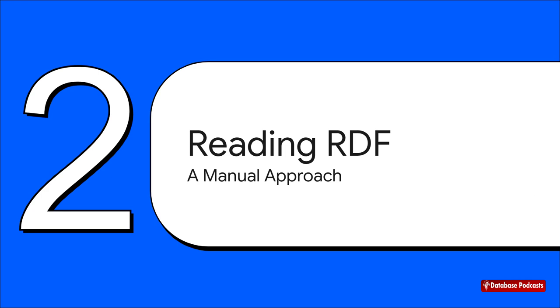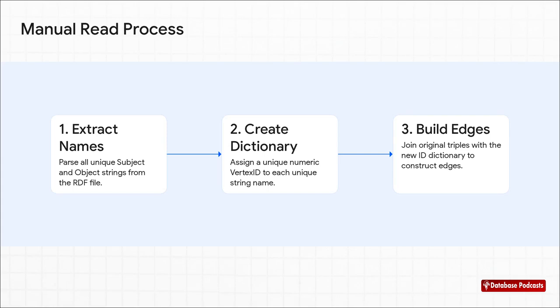Okay, so that makes a lot of sense conceptually, but here's the real roadblock. GraphX doesn't come with a built-in RDF reader. So if you can't just point it at a file and say, go, how on earth do we get this data loaded into a graph we can actually work with? Well, we have to roll up our sleeves and do it ourselves. But don't worry, it's a super logical three-step process.